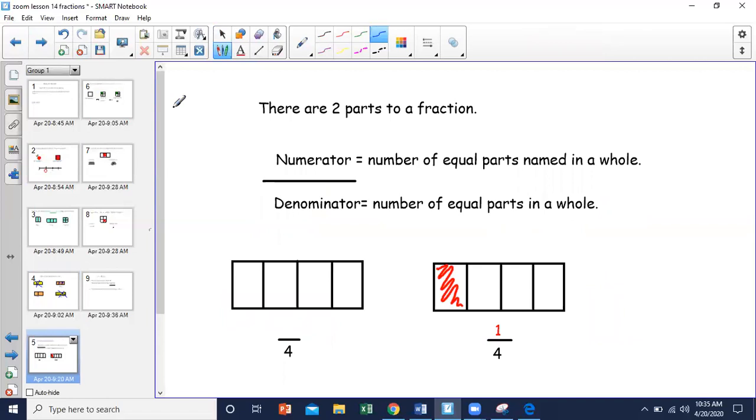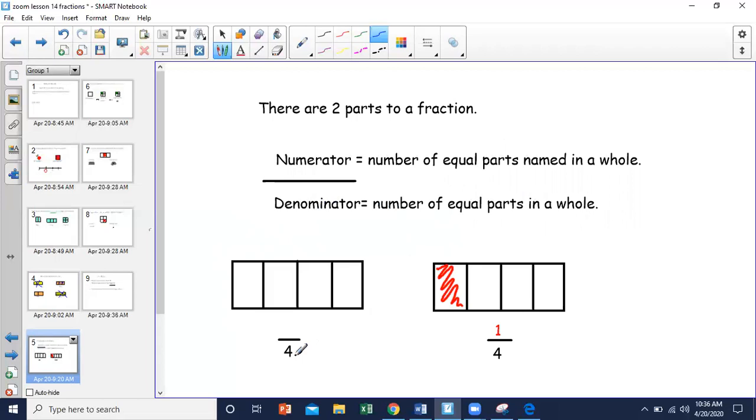There are 2 parts to a fraction. One part is called the numerator, which represents the number of equal parts named in a whole. The second part is the denominator, which shows the number of equal parts in a whole. For example, I have one whole rectangle that is cut into 4 equal parts. So the denominator will be 4, because the denominator represents the number of equal parts in a whole.